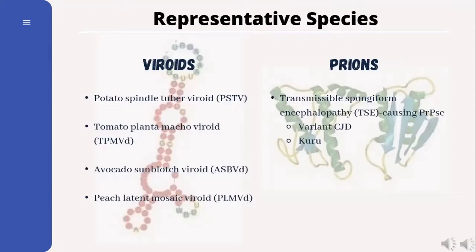PrPSc is the disease-causing form of cellular prion protein or PrPC. It arises spontaneously in the brain tissue and affects the brain, causing transmissible spongiform encephalopathy or TSE diseases. One type of this is the variant Creutzfeldt-Jakob disease that is transmitted by eating contaminated cattle products and by secondary blood-borne transmission. Another is Kuru that is transmitted through eating infected meat.